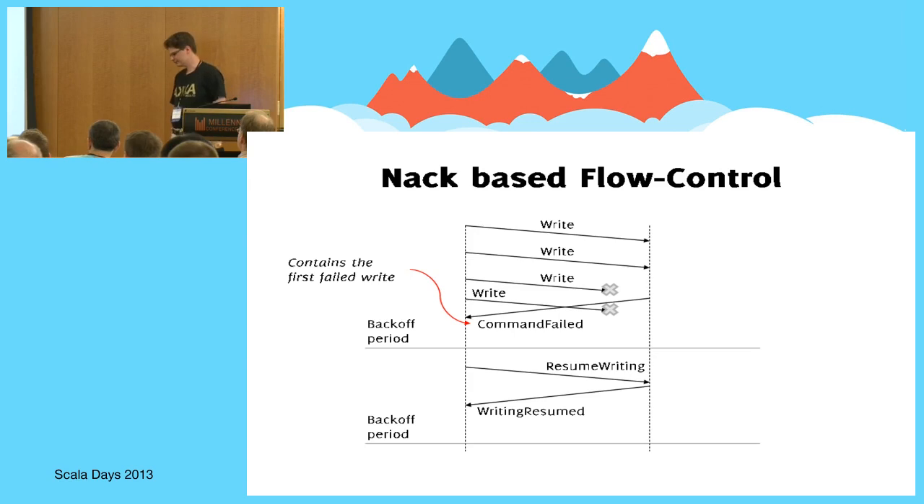There is another model. It's the NACK-based one. It's a more complex thing. So in the previous example, we saw that for any write, we actually have two message sends, a write and then the ACK which comes back. We want to spare some of the messages.